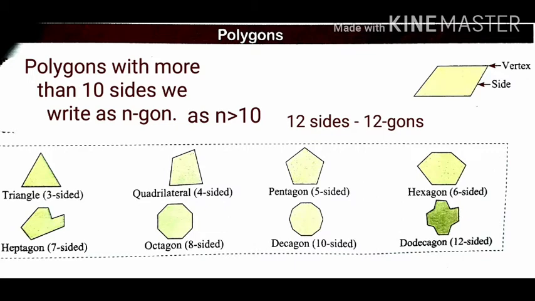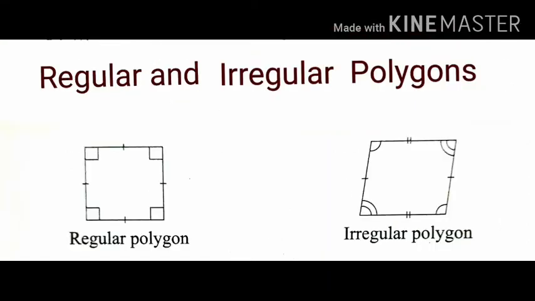Polygons are classified and named on the basis of the number of sides they have. If you see the figure, there are different sided polygons, identified by name: triangle, quadrilateral, pentagon, hexagon, heptagon, octagon, decagon, and dodecagon. Next, you have regular and irregular polygons. That is a type of polygon.